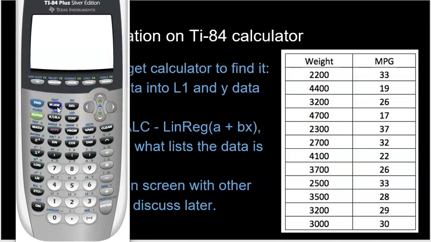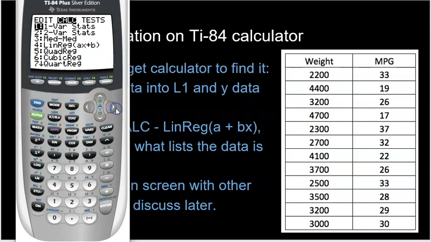All right, once that's turned on, you can go back to the home screen. All you do is hit Stat, slide over to Calc, and scroll all the way down to number 8, which is LinReg, which stands for linear regression, a plus bx. Now, number 4 looks very similar, but it's ax plus b. Well, that's not how we want it. We want a plus bx, and we'll explain more about that in the next couple videos. But right now, just keep in mind, to get correlation, it's number 8, linear regression.